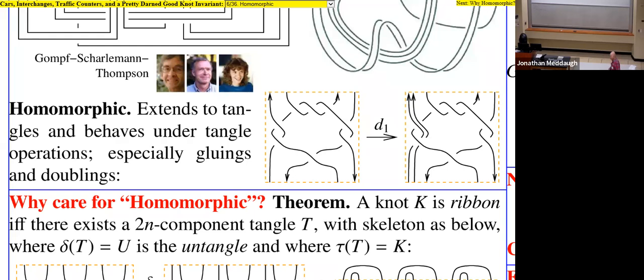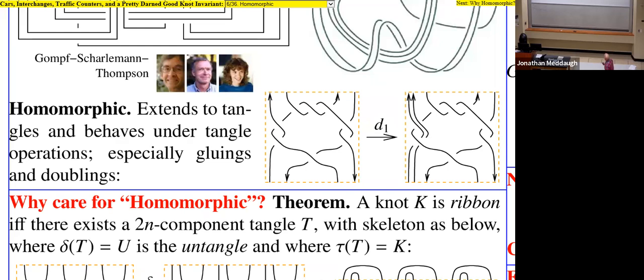Anyway, so tangles have operations on them. If you have two tangles, so two half knots, you can put them side by side, provided the ends match, and then you get a bigger tangle. Okay? So you want invariants that are defined on the halves and that have a formula for how to compose. So that's what homomorphic means.